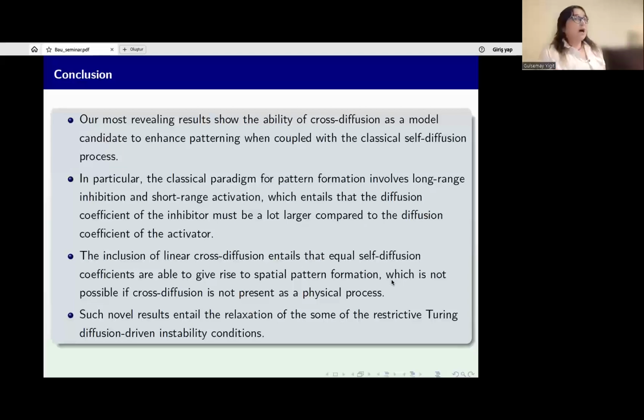And now, with adding cross-diffusion to the system, we have the ability to relax the Turing diffusion-driven instability condition, so that we no longer need the long-range inhibition and short-range activation. Sorry. And so when we choose diffusion parameters equal to each other, as you can see in the simulations, I tried to mostly show the simulations where we have equal rates of diffusion, which is not possible in a classical reaction diffusion system.